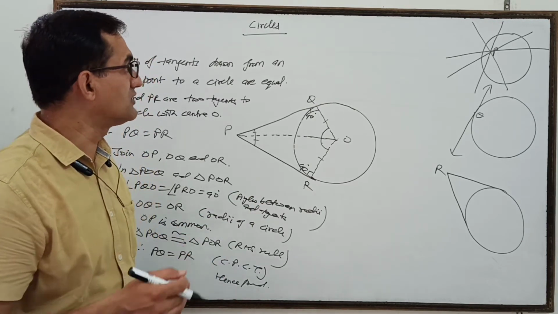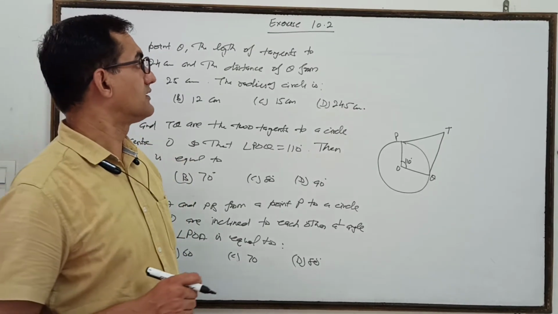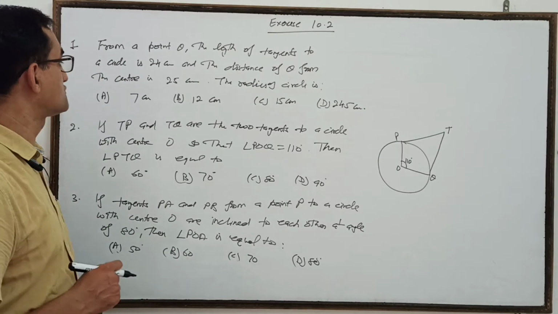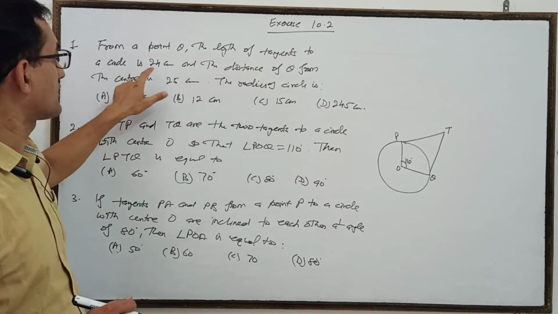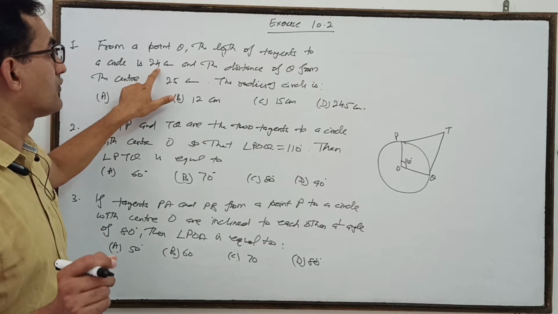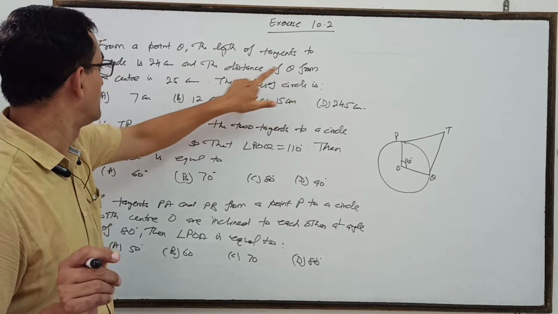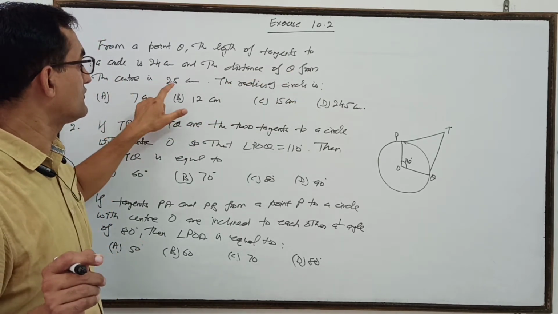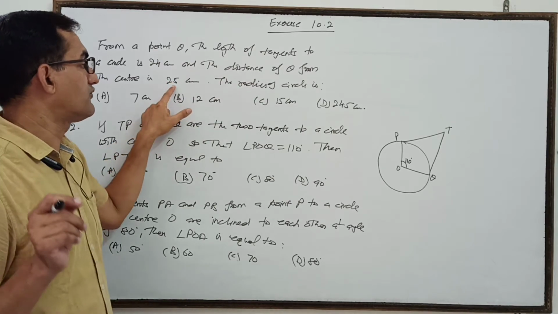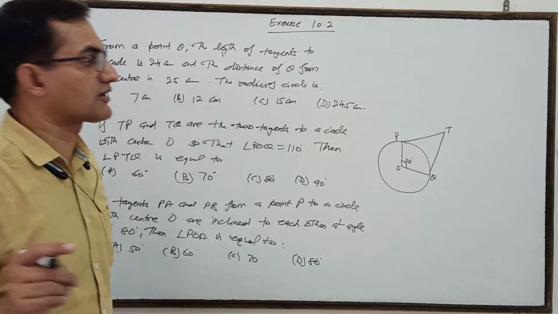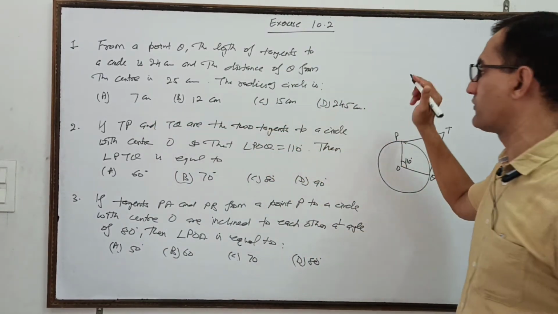Now let's come to the exercise. Let's see the exercise questions. First one, from a point Q, the length of the tangent to the circle is 24 centimeter, and the distance of Q from the center is 25 centimeter. Center से जो distance है वो 25 centimeter. Then the radius of the circle is. ये देखिए MCQ type है: 7 centimeter, 12, 15 और 24.5.